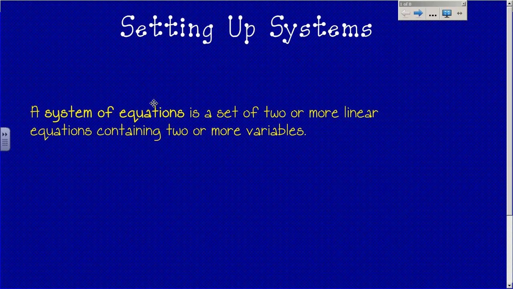What you are accustomed to is having one equation with one variable, like x plus 2 equals 7. Now you're going to have two equations with two different variables, usually x and y, but it could be any two variables. But you have two equations and two variables, and we'll solve them similarly to one variable with one equation, but you'll see when we get there.